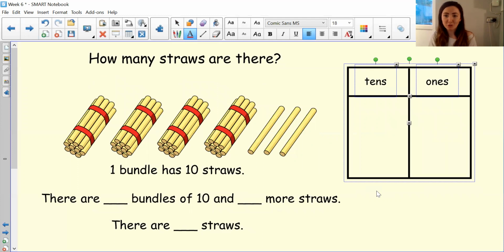Okay, this time we have some straws. So how many straws are there? Now, how many straws are in a bundle? Well done if you said 10. One bundle has 10 straws.